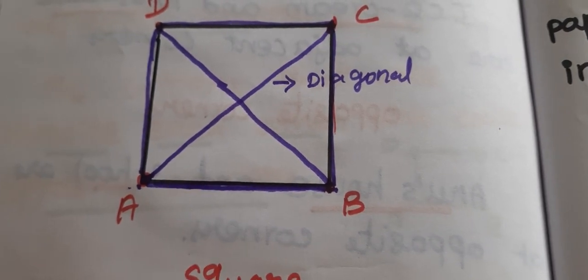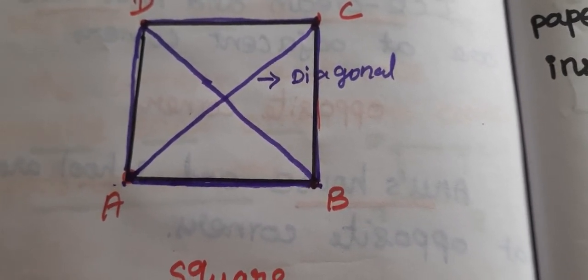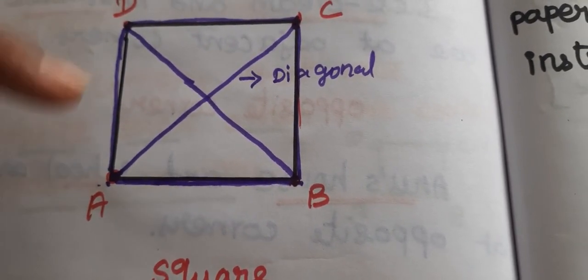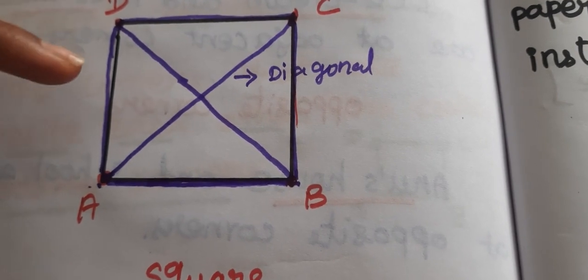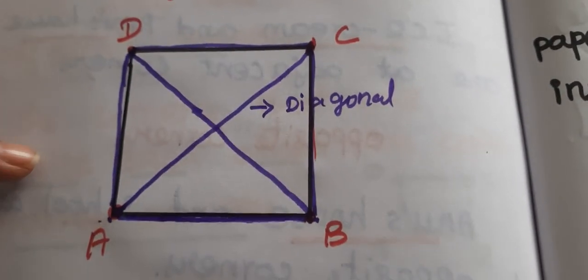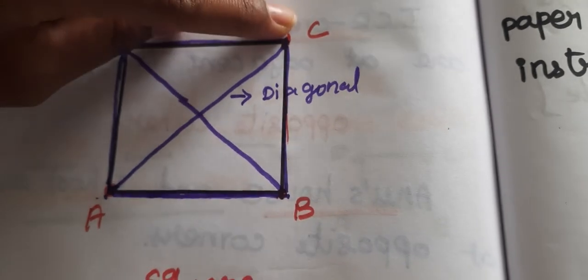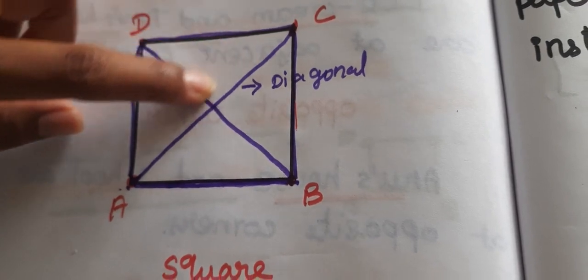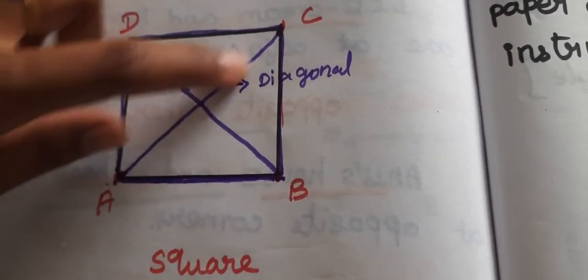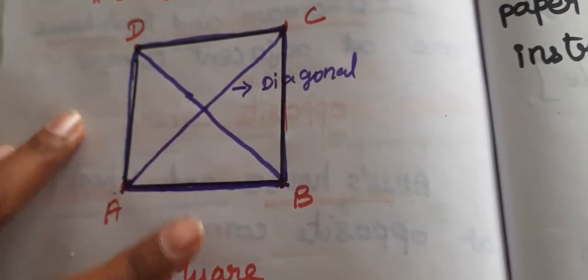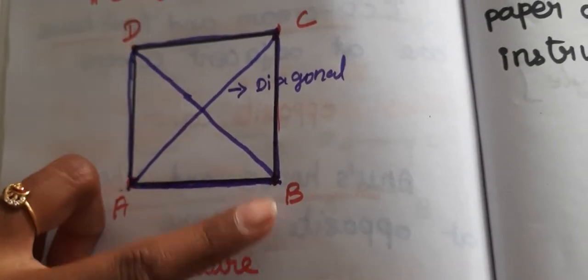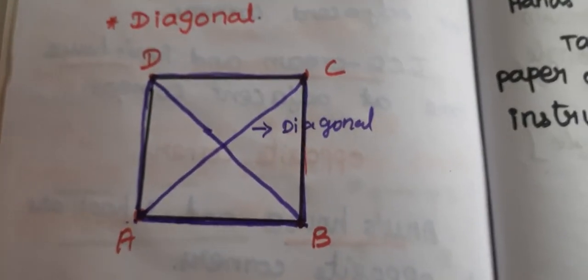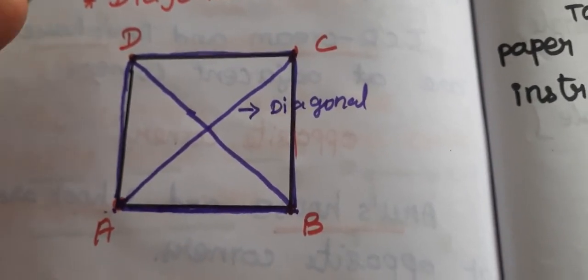So next one is the opposite corner. Opposite corners are corners that are opposite to each other. See here in the figure, A is opposite to C, so here we can draw one line. That is the opposite corner. Next, B and D are opposite corners. Do you have any doubts in this? What is an adjacent corner and what is an opposite corner?